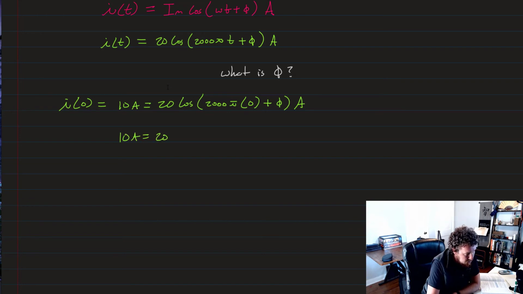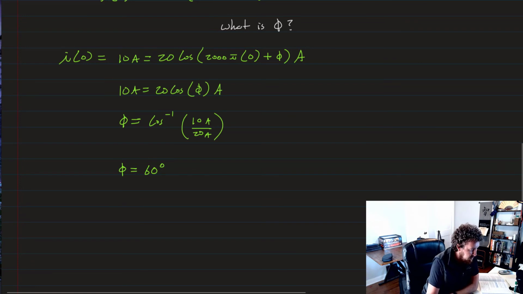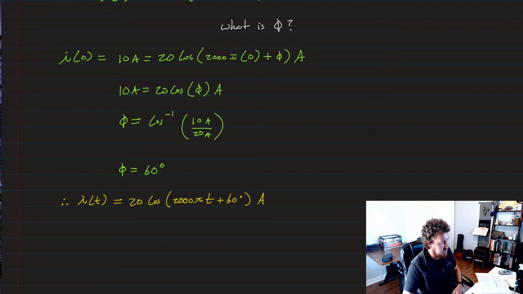Do a little bit of algebra. 10 amps is equal to 20 times the cosine of phi amps. And so we'll say that phi is going to be equal to what? The inverse cosine of 10 amps over 20 amps. Now, if you punch that in your calculator, and if you remember from the previous video, for some weird reason, by convention, we keep phi, our phase angle, given in degrees. So the inverse cosine of 1/2 is just equal to 60 degrees. So we're ready to go ahead and punch that into our expression. So finally, we've got that i of t is equal to 20 times the cosine of 2000 pi t plus 60 degrees, given in amps.